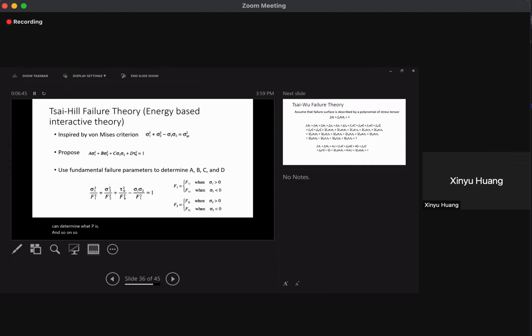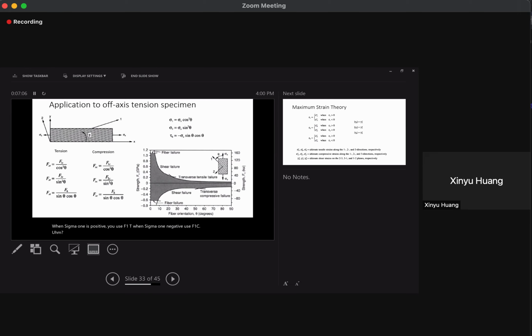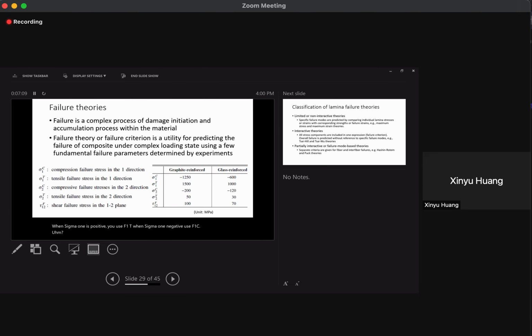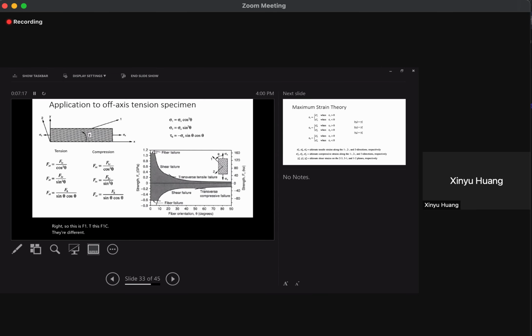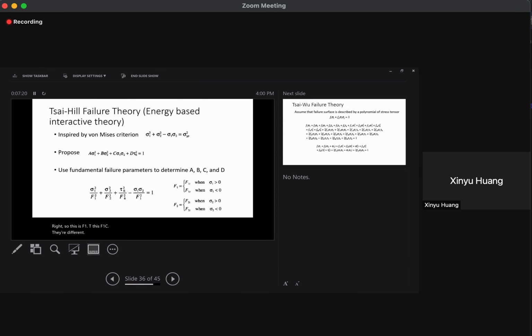The only catch is that the fiber direction tension and compression have different failure thresholds. You pull it, it fails at a certain level, and it compresses at a different level. So you have to differentiate these terms. When sigma 1 is positive, you use F1T. When sigma 1 is negative, you use F1C. So this is F1T. This is F1C. They're different, okay? And you can determine these coefficients.